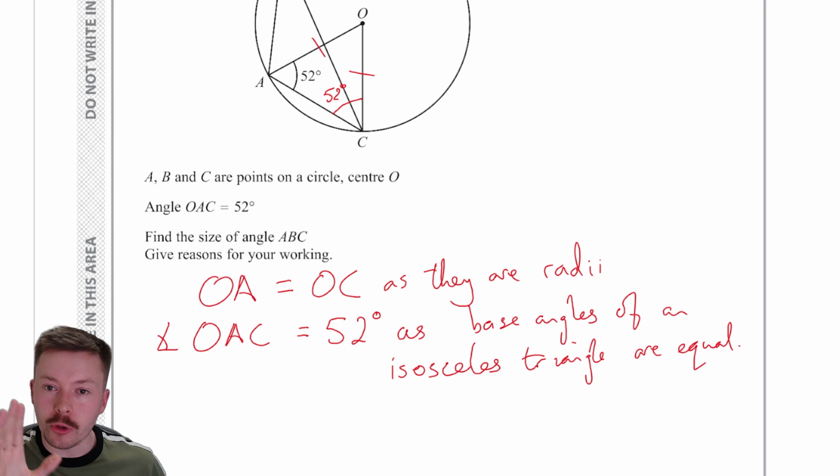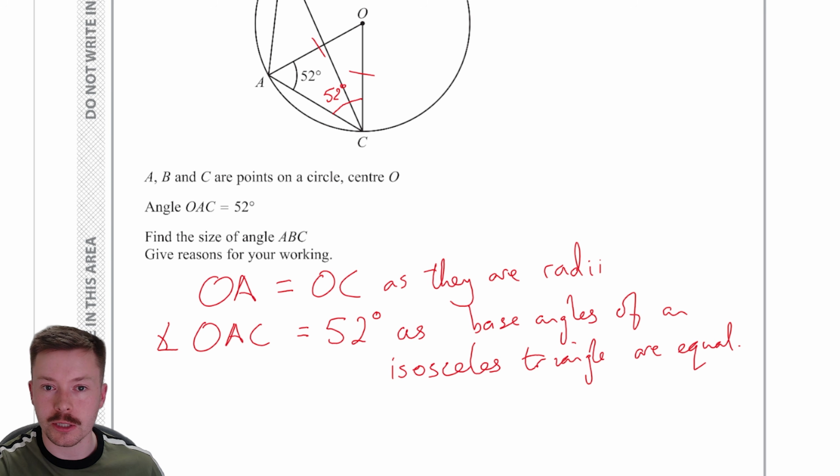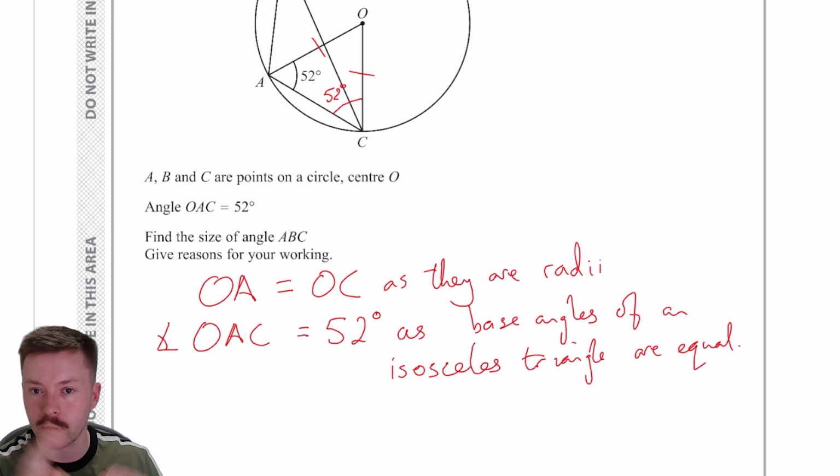Now, you may be worrying, or may have worried, or may worry about spelling isosceles correctly. They won't. An examiner won't worry about that. If they can clearly see you meant to write the word isosceles, it doesn't matter if you've put the C in the wrong place. I've done it plenty of times. It doesn't matter, okay? As long as it's clear what you're saying and what you mean.